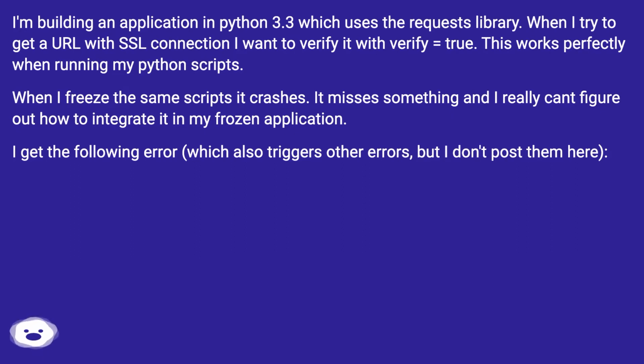I'm building an application in Python 3.3 which uses the requests library. When I try to get a URL with an SSL connection, I want to verify it with verify=True. This works perfectly when running my Python scripts. When I freeze the same scripts, it crashes. It misses something and I really can't figure out how to integrate it in my frozen application. I get the following error, which also triggers other errors, but I don't post them here.